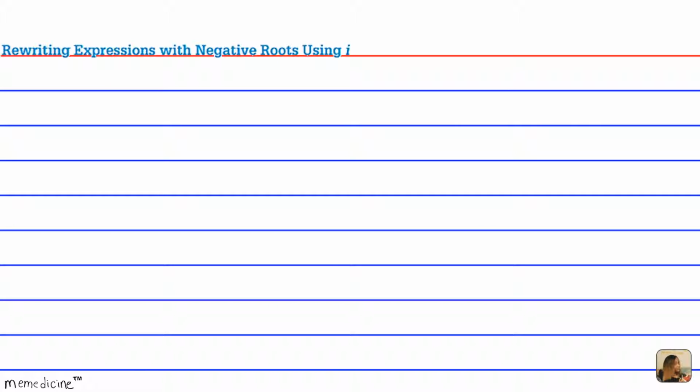All right, so let's get into the problem. What we're doing is rewriting expressions with negative roots using i, okay? So this is our problem that we want to solve. We want to rewrite the expression the square root of -49 plus the square root of -23. Now we want to write this using i, okay?